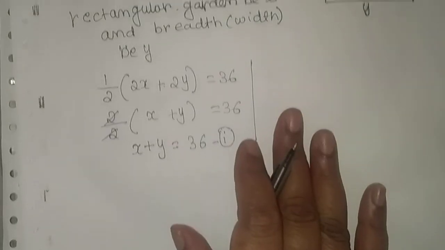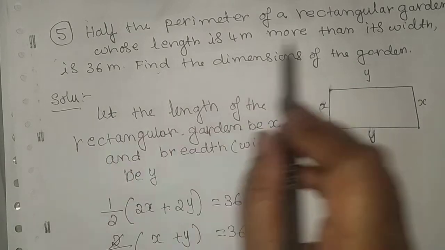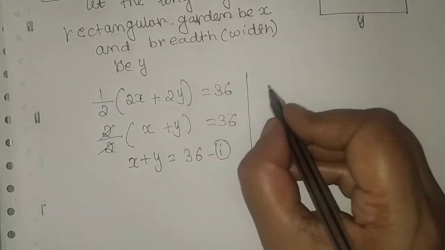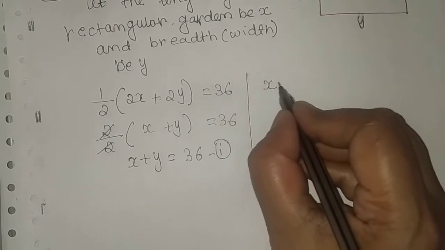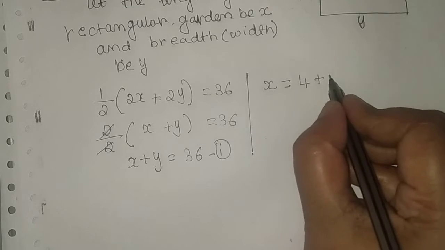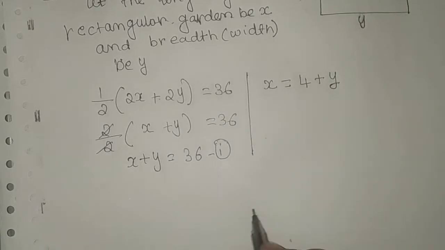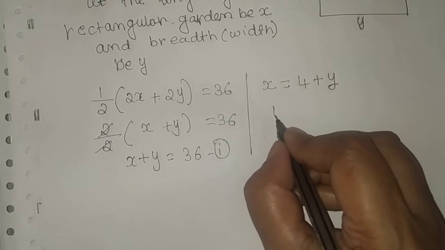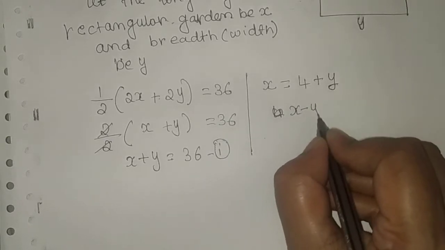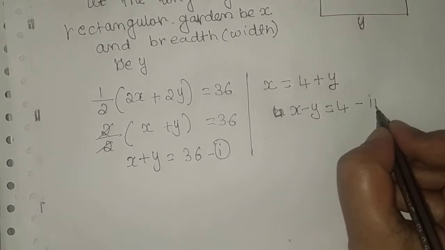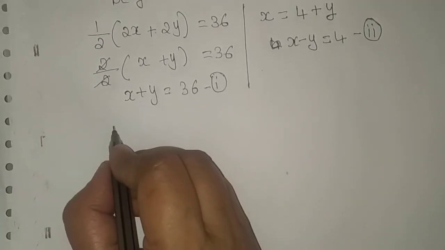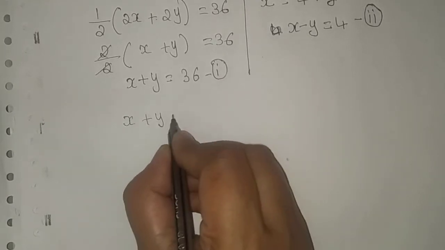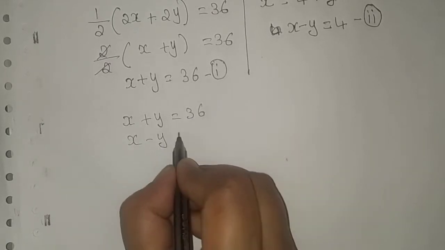The second part of the question says the length is 4 meters more than its width. So x, the length, is equal to 4 more than the breadth, so x is equal to 4 plus y, or x minus y is equal to 4. We name this equation 2. Now take both the equations and solve: x plus y is equal to 36, and x minus y is equal to 4.